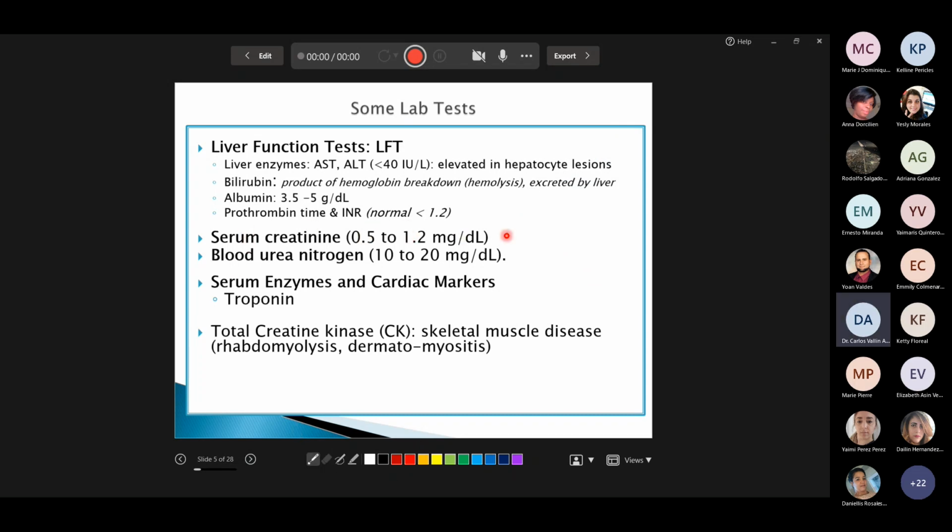Serum creatinine, memorize the normal value, 0.5 to 1.2. Why is it useful to memorize the upper limit, 1.2? Because in an actual question, they place the value at 1.8, or 2.5, and then you need to recognize that it is an elevation, it is renal failure.